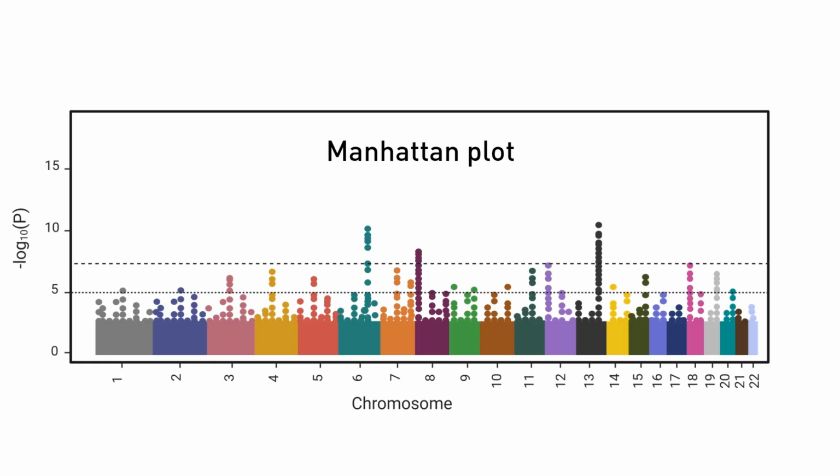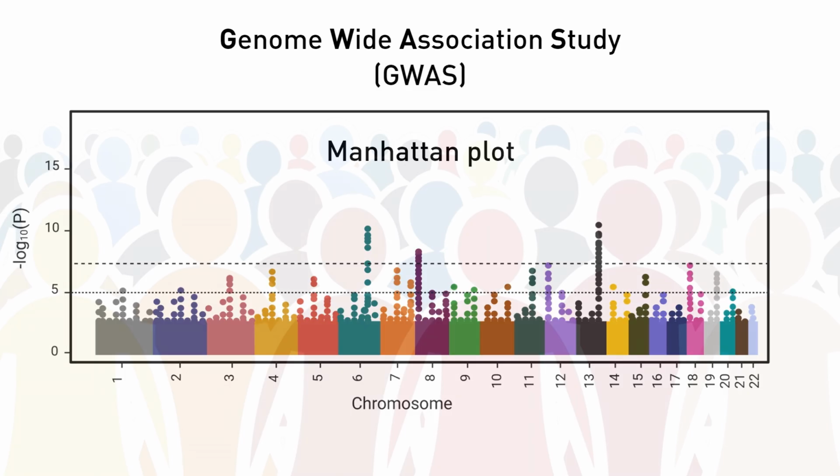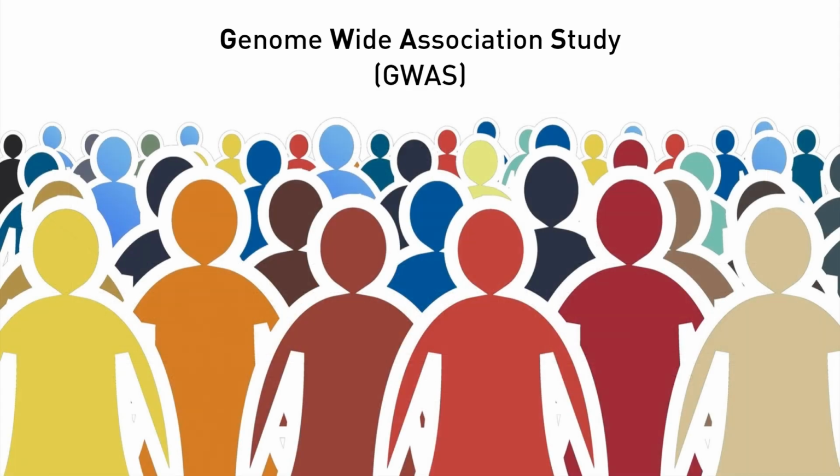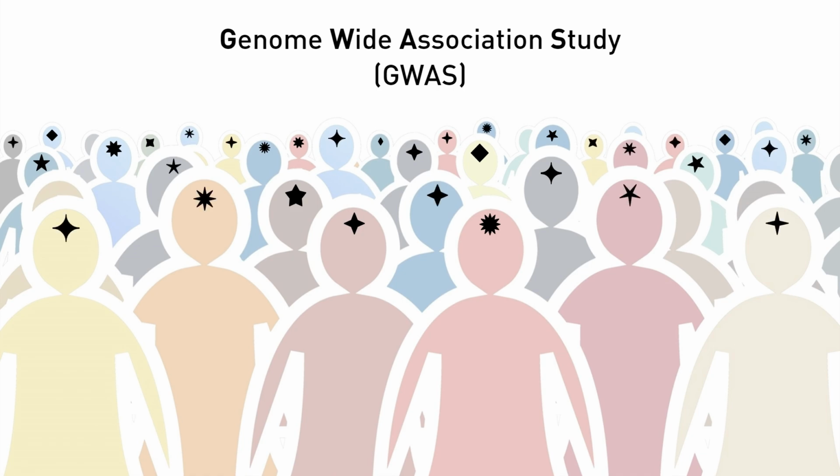Manhattan plots are a common type of graph used to illustrate the results of a genome-wide association study, GWAS. For a GWAS, scientists start by collecting genetic data from a large population with varied phenotypes for a particular trait or disease. Then, the scientists look at millions of variants and determine if any of those variants are associated with a particular phenotype of that trait.